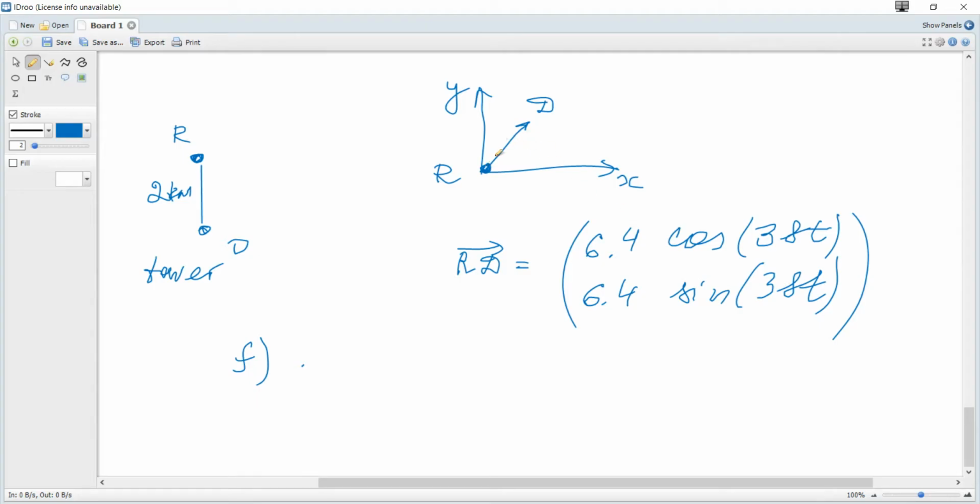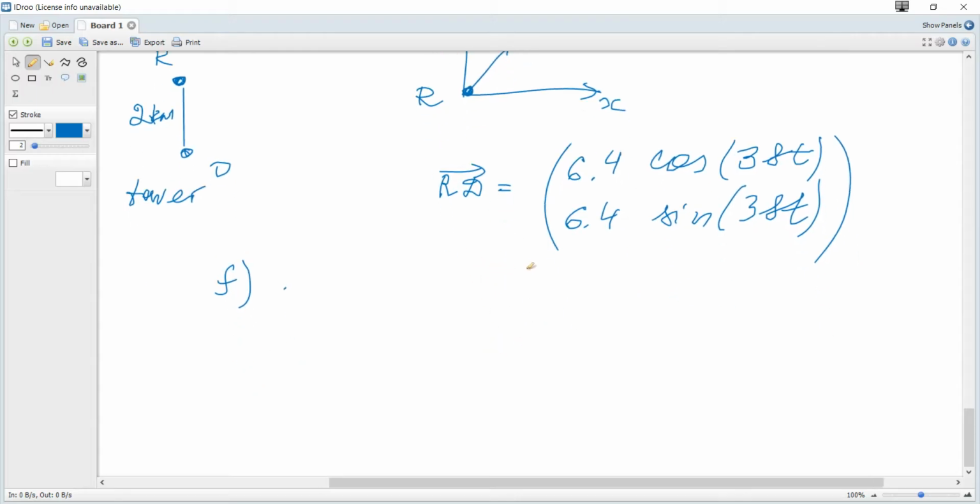6.4 is the distance from the origin, and cosine alpha is the x coordinate. It's very important that these distances are the same. So sine multiplied by 6.4 gives the y coordinate, and it's true for any moment of time. So it's a circle.